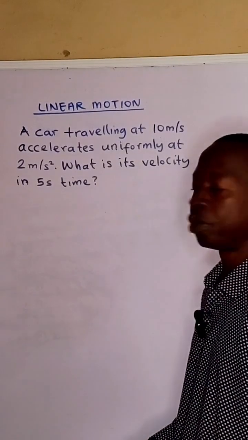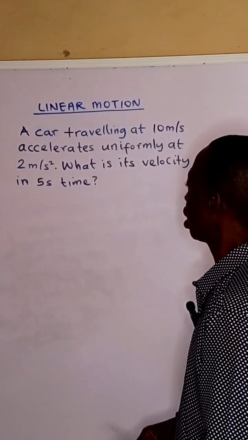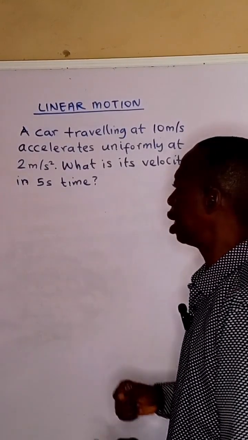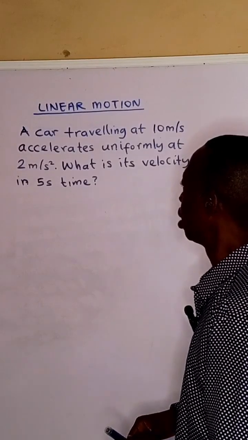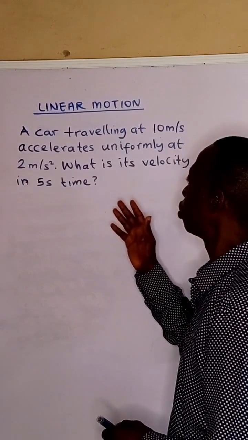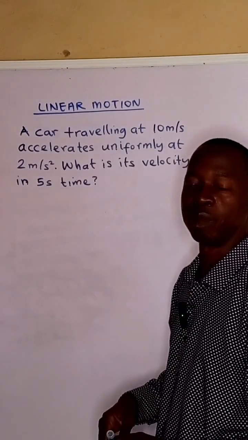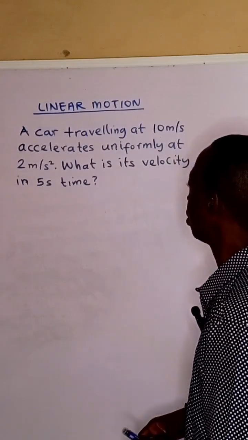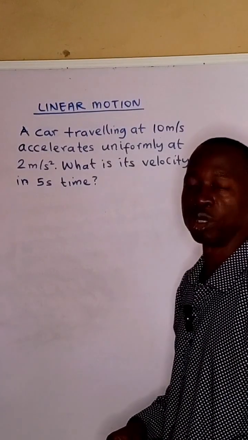Solving linear motion problems is easy. It starts with understanding the appropriate formula to use and then applying that formula. So in this question, I'm going to be taking you through how to solve this problem and how to use the appropriate formula to obtain the required solution to the question.